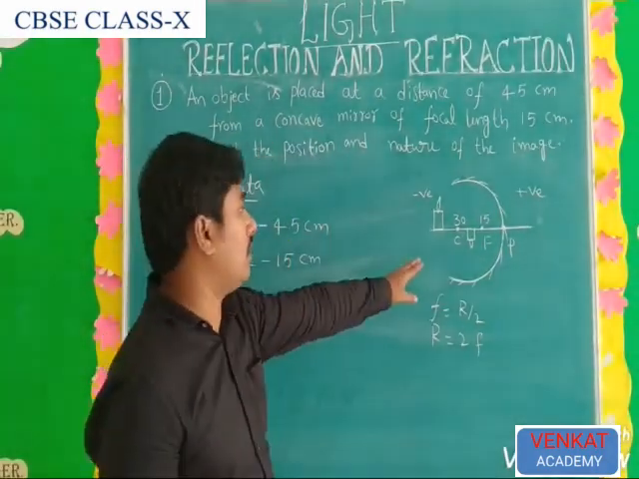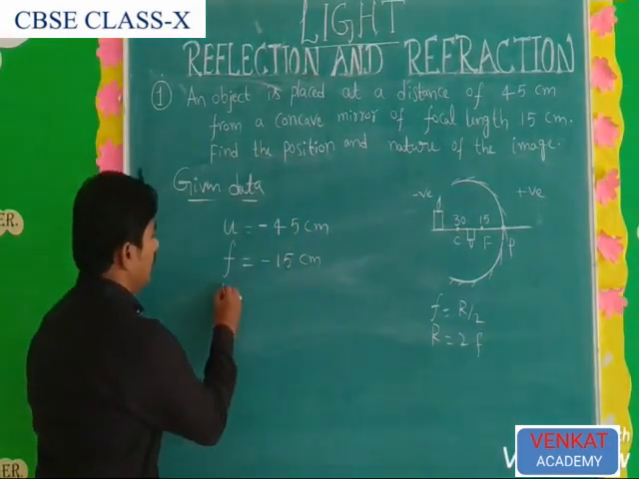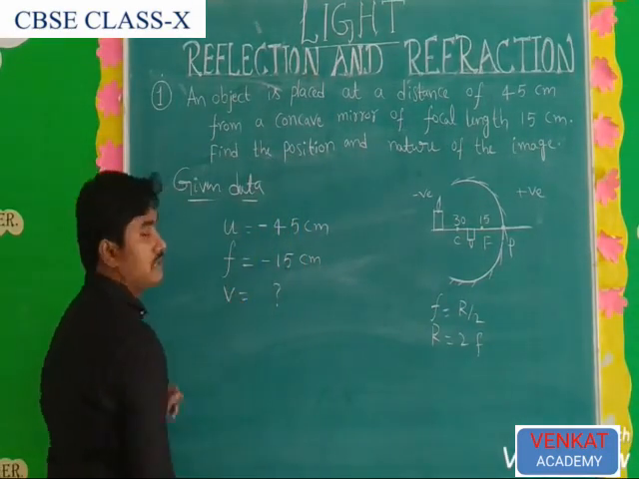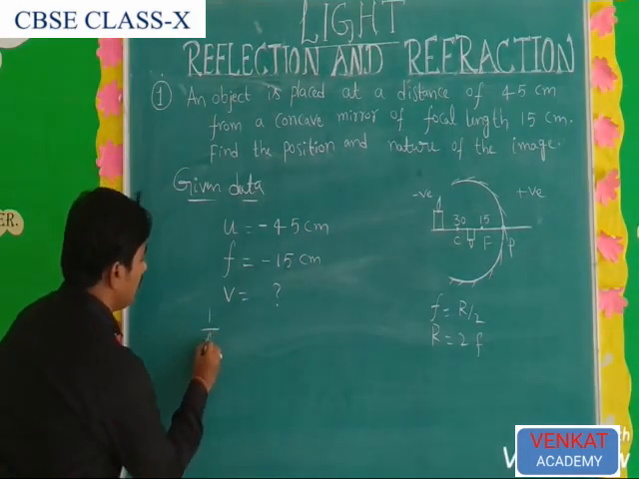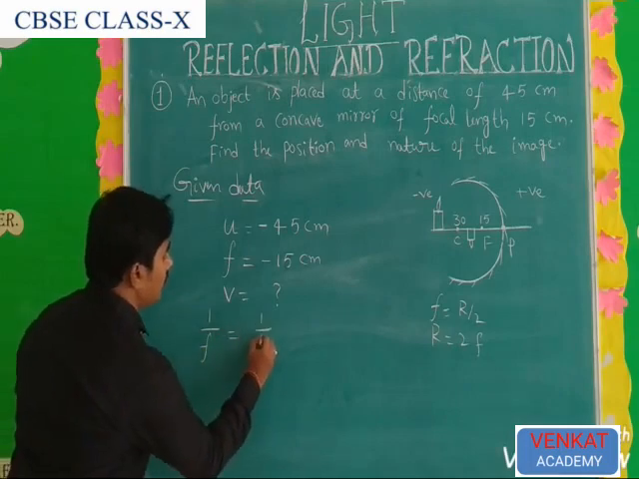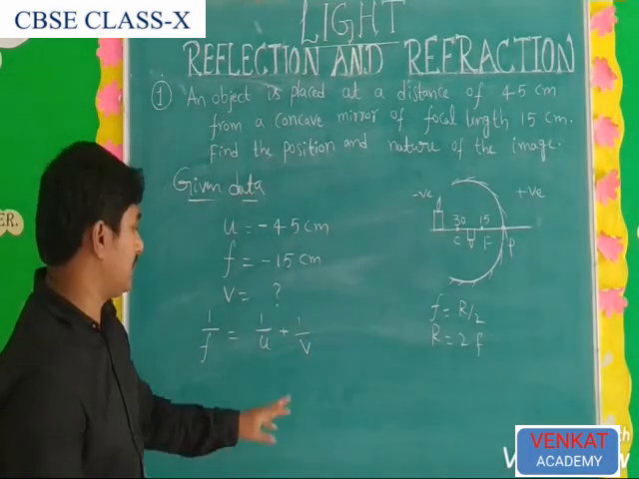Now we will verify that answer by using the mirror formula. So what about the image distance? You know very well the mirror formula: 1 by f is equal to 1 by u plus 1 by v. I will explain this one in detail next.